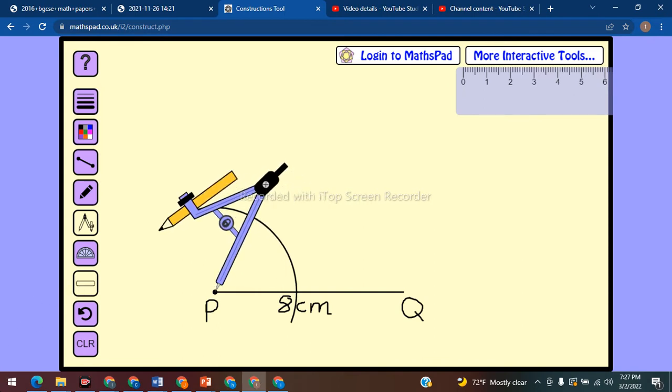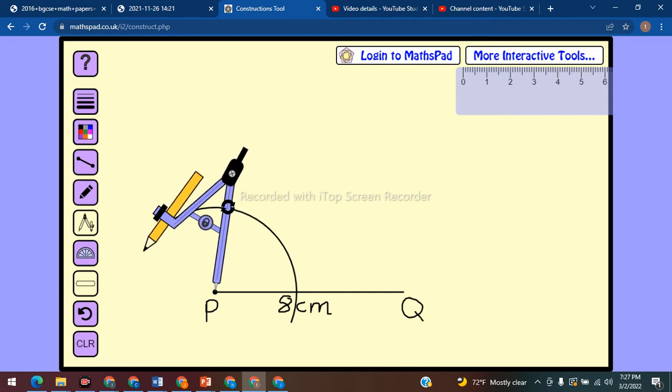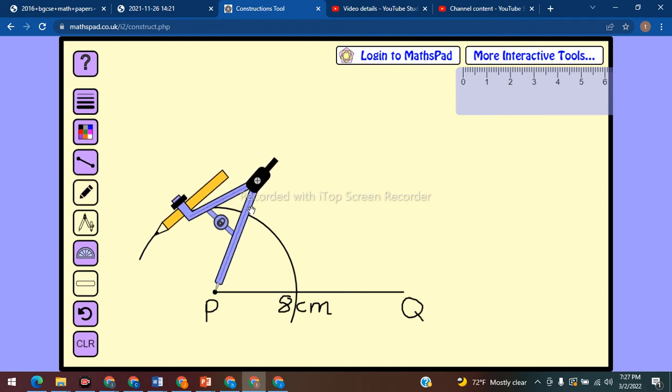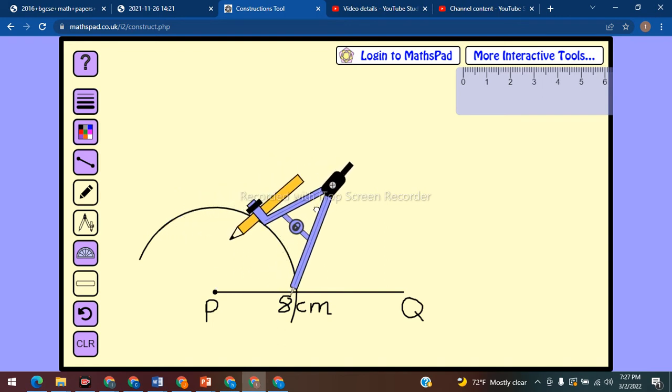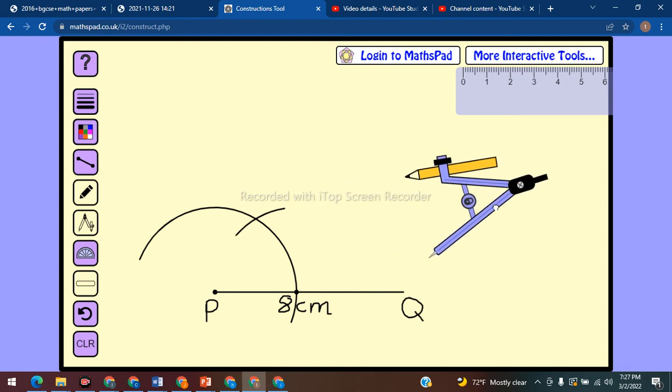Come down a bit more. So you're going to draw an arc. Good. Then we're going to keep it locked and go to this side, to the same place where the line PQ intersects with the arc that we just formed. Then we're going to cut the arc that we just formed with another arc. And so there we go. That should be 60 degrees right there.